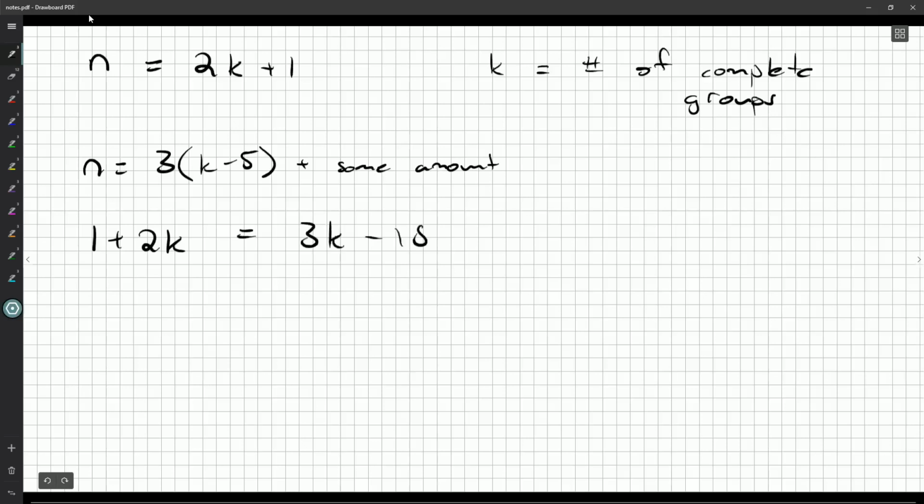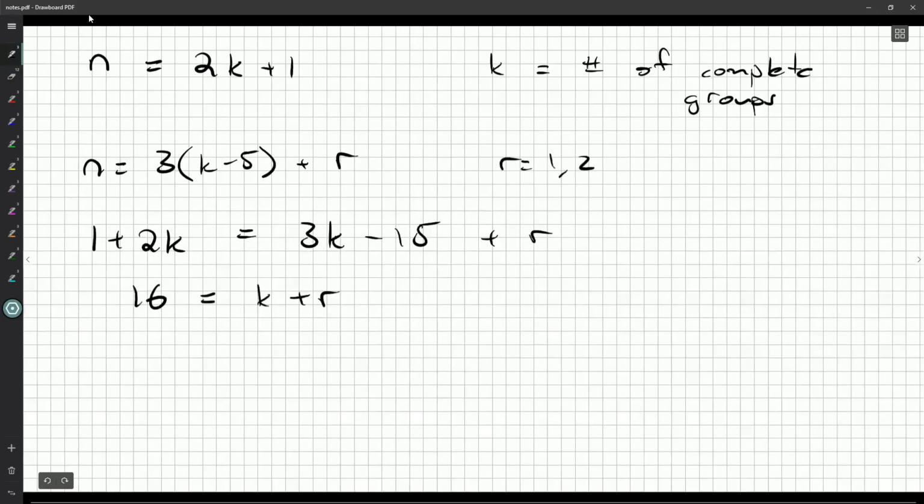So 3k minus 15 plus, let's call it r for remainder. And r is 1 or 2. It can't be 0. And so then I guess we could say 16 is equal to k plus r, bringing the 2k over to the other side.